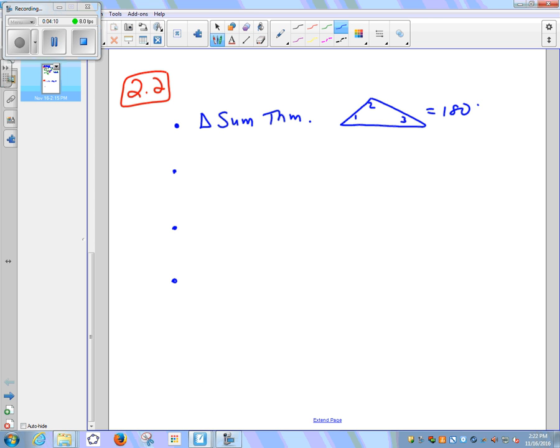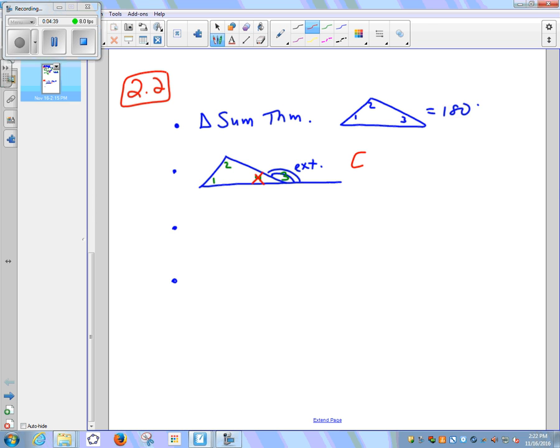The second one was that if you have an exterior angle of a triangle, now this is the theorem everybody always wants to forget about, but let's call this angle 3. Angle 4 is a linear pair with 3. So 4 is not involved in this theorem.